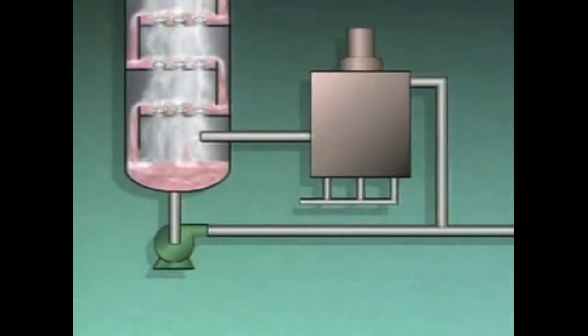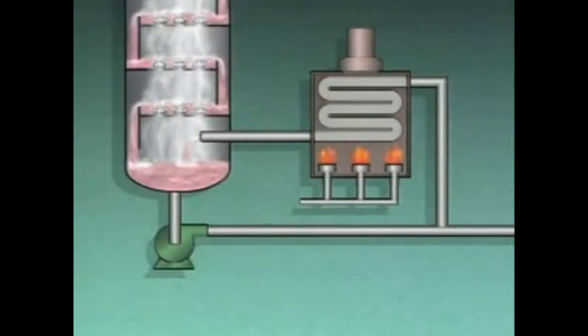In a typical fired reboiler, oil or gas is burned in a furnace to heat the bottom's liquid that's pumped through the reboiler and back into the column. A temperature controller regulates the amount of heat input to the column by adjusting the fuel flow to the reboiler.